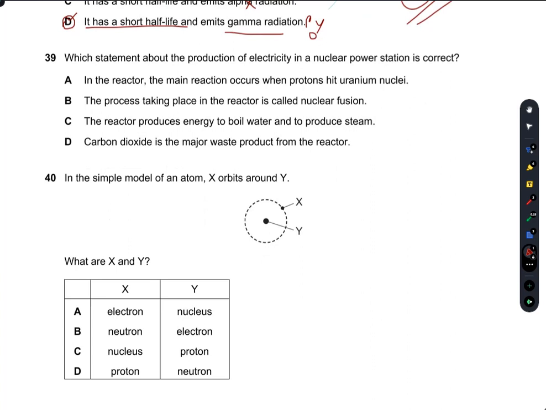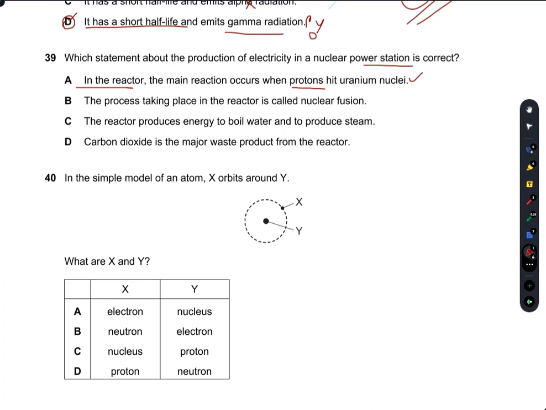Which statement about the production of electricity in a nuclear power station is correct? In the reactor, the main reaction occurs when protons hit uranium nuclei. So I'm not sure about this. The process taking place in the reactor is called nuclear fusion. No, it is nuclear fission. Remember this.